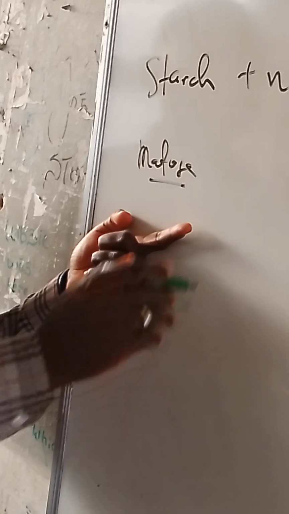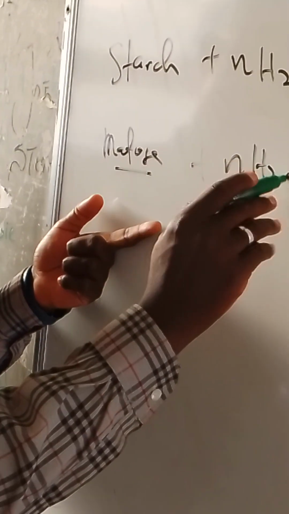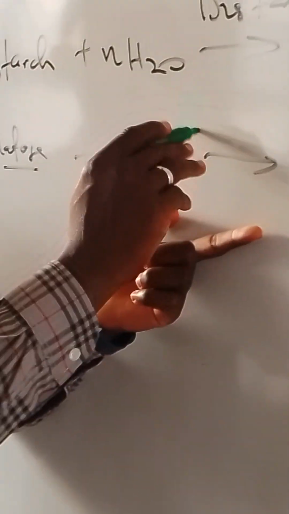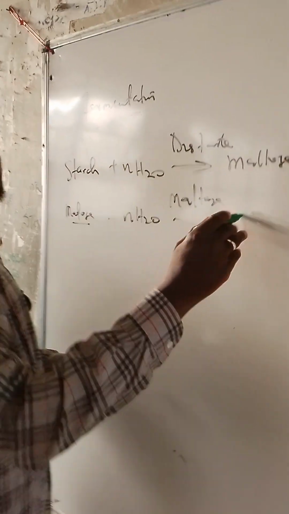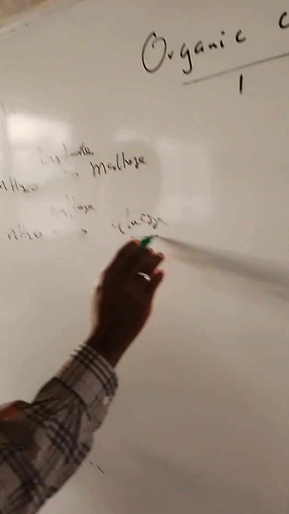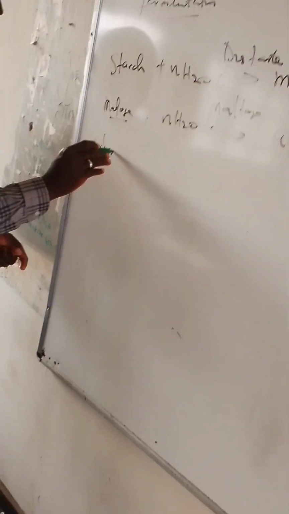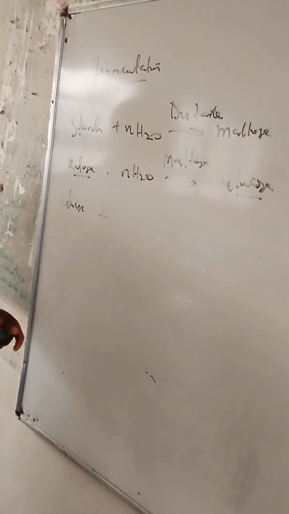The maltose. Remember, maltose is a disaccharide, which is made up of 2 glucose units joined together by alpha 1,4-glycosidic linkage. Then we have the maltose plus water, with an enzyme called maltase. When you react maltase with this, we are going to form a compound called what? Glucose. When you have the glucose, which is the third step, remember, glucose is a monosaccharide.